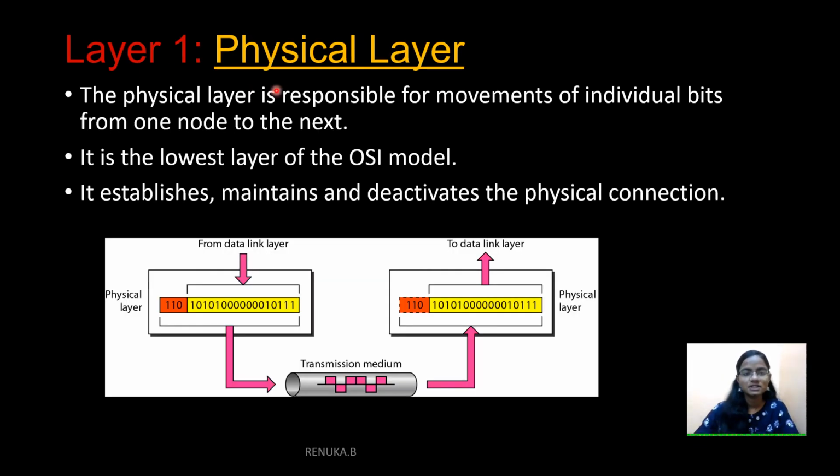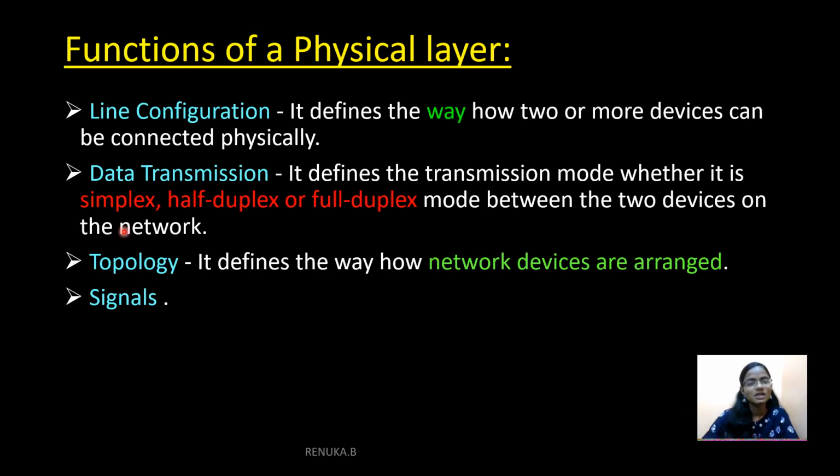Physical layer is the first layer. It is responsible for movement of individual bits from one node to the next node. The data units on this physical layer are called bits, and it is the lowest layer of the OSI reference model. It establishes, maintains, and deactivates all the physical connections. It specifies the mechanical, electrical, procedural, and network interface specifications also. These are some of the functions of the physical layer: line configuration, data transmission, topology, signals.